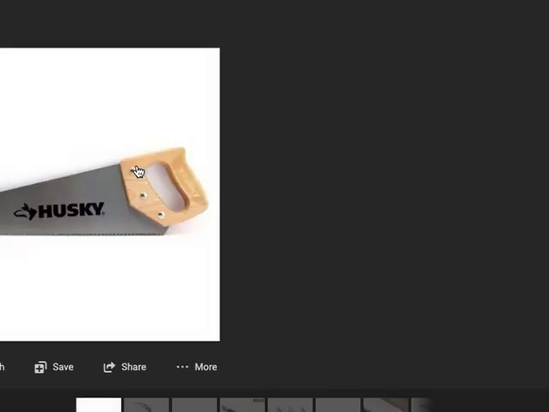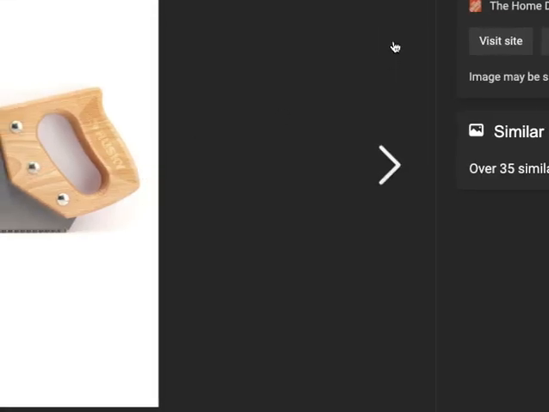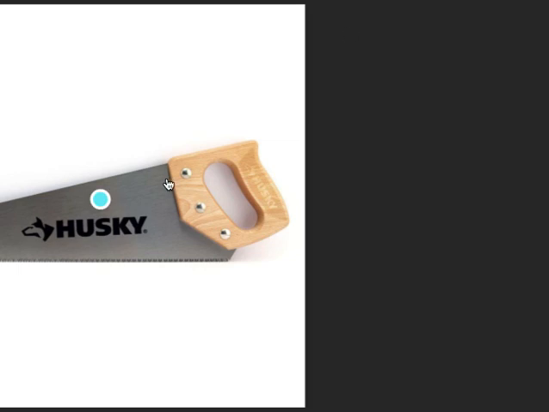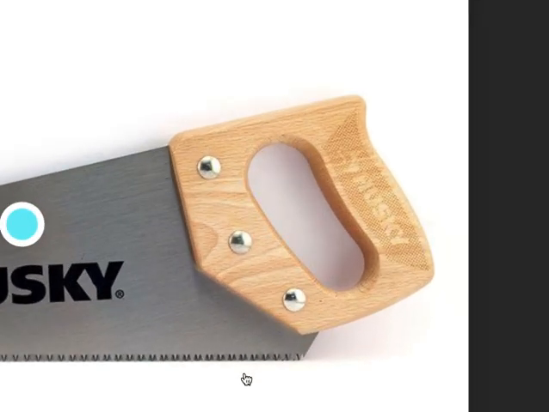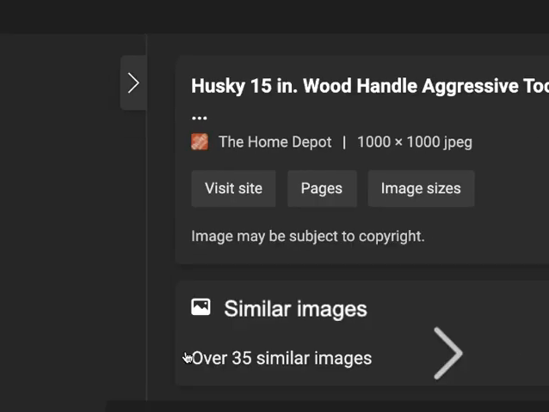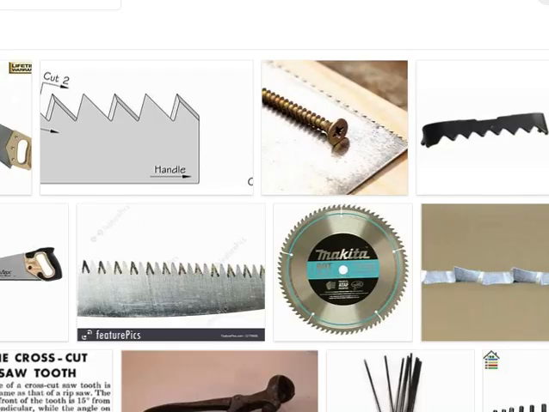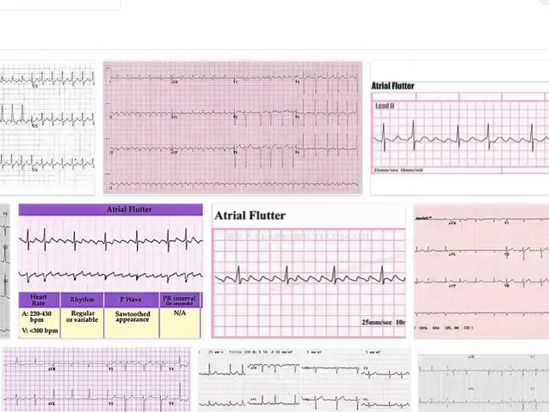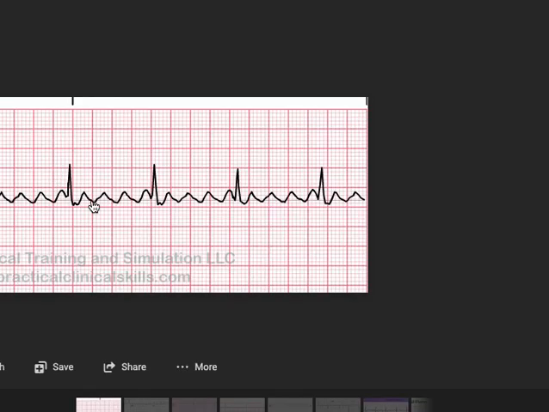I'm talking about this one. It looks like this one. See, this one has this sawtooth. So basically the ECG seen here is a sawtooth pattern. Whenever you see an ECG of atrial flutter, you will find an ECG like this. See, it looks like sawtooth. So this is a sawtooth appearance.